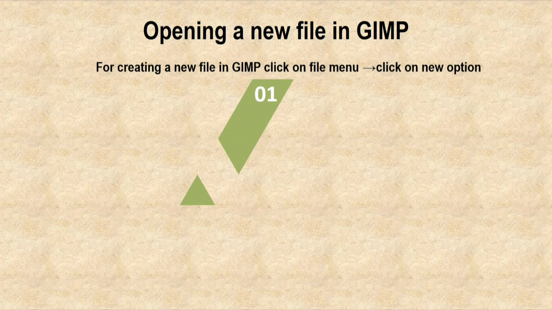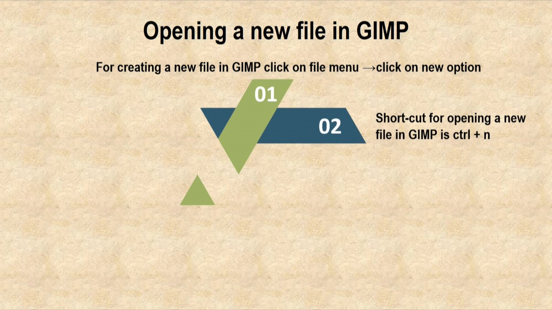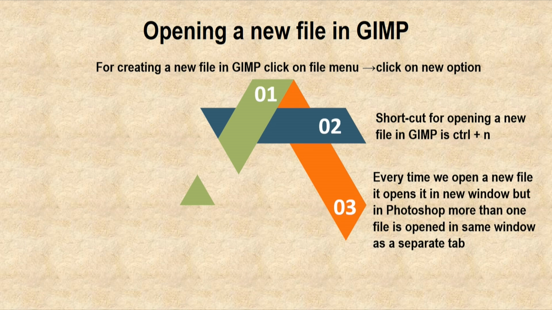The very first thing that we need to do is how to open a new file in the Gimp working environment. For creating a new file in Gimp, we need to click on the File menu, and then click on the New option. A shortcut is also available for opening a new file, and it is Ctrl+N. Ctrl and N can be pressed together on the keyboard for opening a new file in Gimp, and every time we open a new file in Gimp, it opens in a new window, but in other software like Photoshop, all the newly opened files are added in the same window.